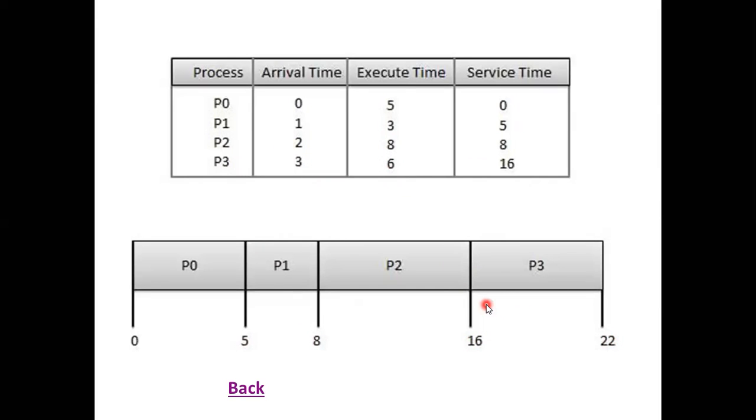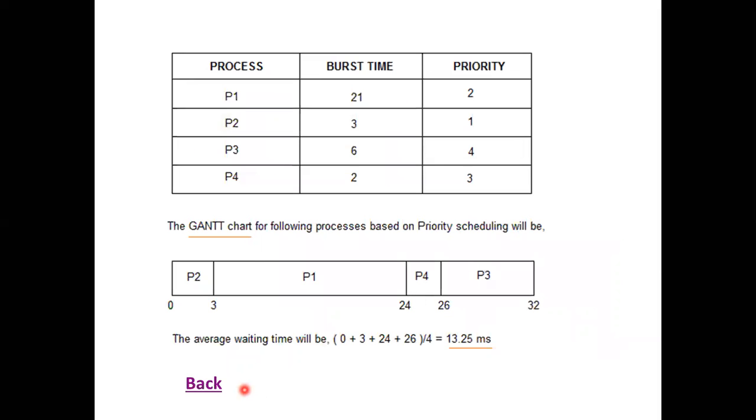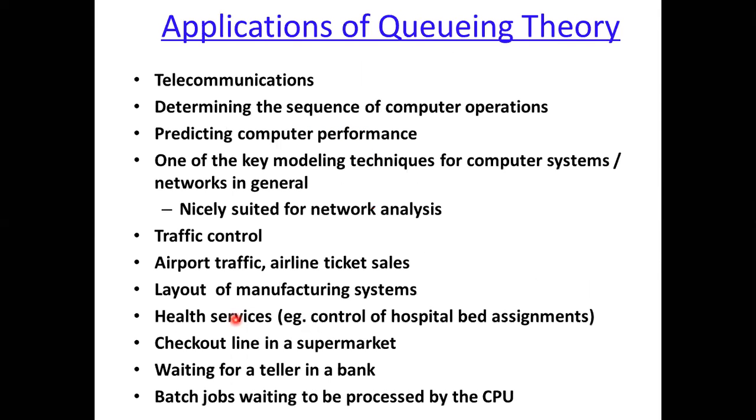So in this way, the CPU will execute the jobs. The job that arrives first will be executed first. At the time when P0 is executed and P1 arrives at time 1, P1 has to wait. Similarly, when P1 is executing, the other jobs P2 and P3 have to wait in the queue. So this is an example of a queuing system.